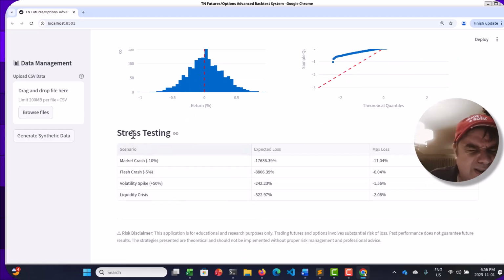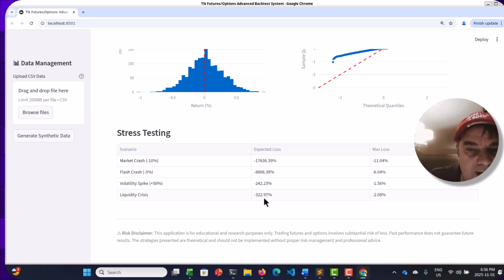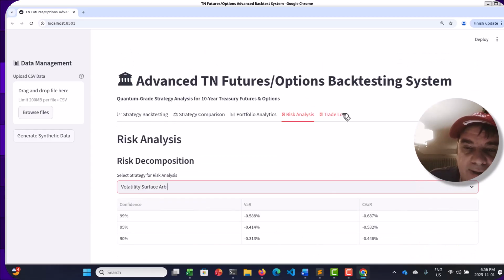Okay, so these are the different scenarios. If you have a stress test, obviously this is hallucinating. This is not too bad. But the question is, if we have a flash crash or a volatility spike or a liquidity crisis, very low risk here with this strategy, and it does very well based upon the simulated data. Here's a trading log.